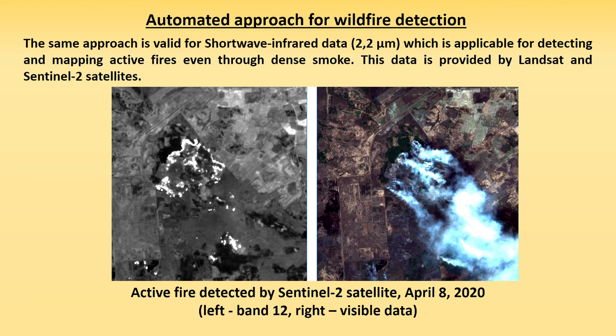The same approach is valid for short-wave infrared data, which is applicable for detecting and mapping active fires even through dense smoke. This data is provided by Landsat and Sentinel-2 satellites. This range is better for hotspot detection because of very high temperature contrast, and we can find many small hotspots.